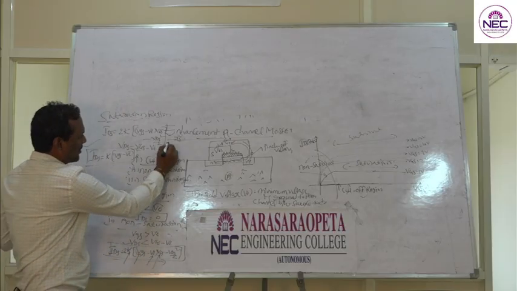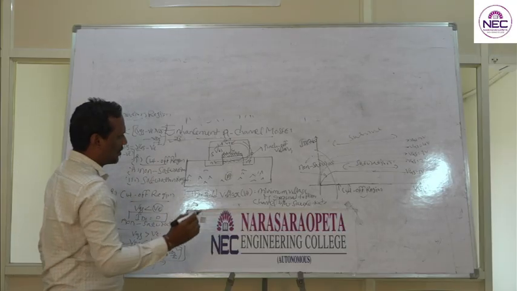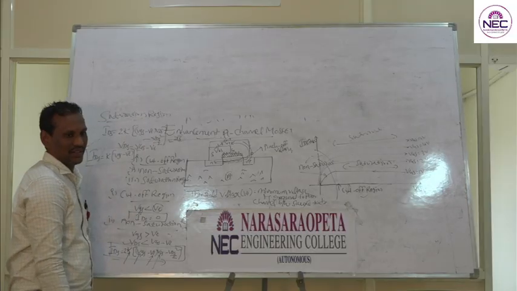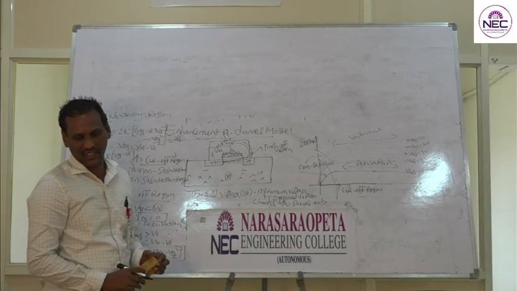So now coming to the depletion type MOSFET. While fabricating the device, the channel already exists between source to drain. So that we will discuss in the next class.